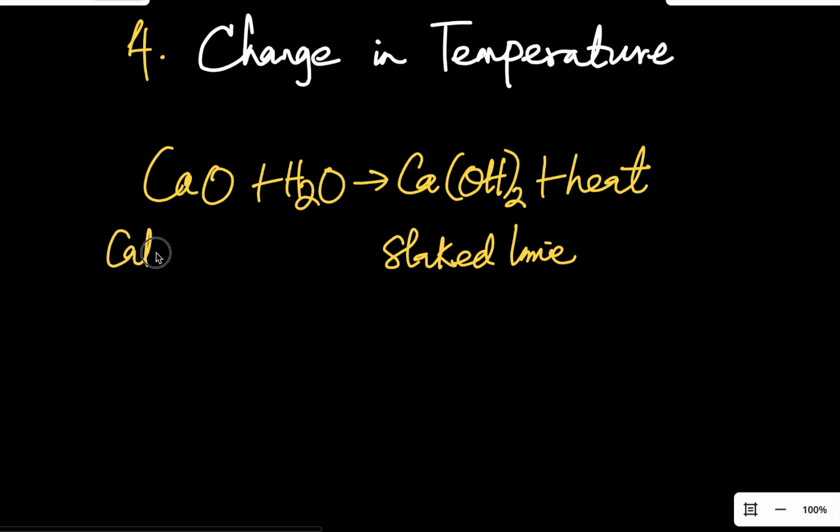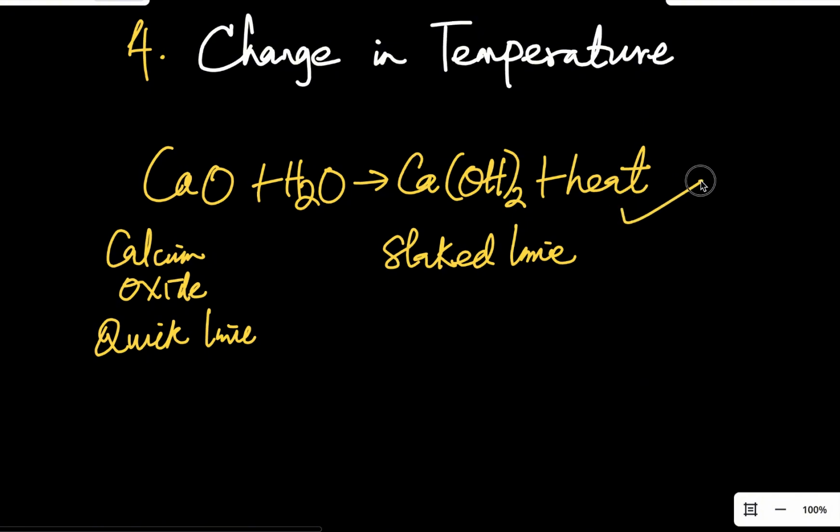Calcium oxide, I told you, is quicklime. This one is water already, you know, and then it will form slaked lime and heat when this one reacts with this one. So in this case, the heat that is produced is the temperature increase here. Pretty simple, right? That's change in temperature.